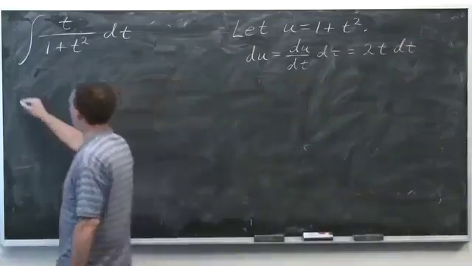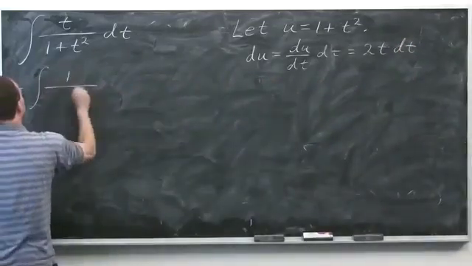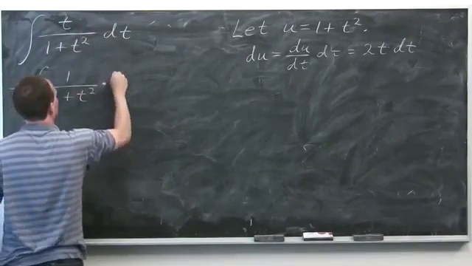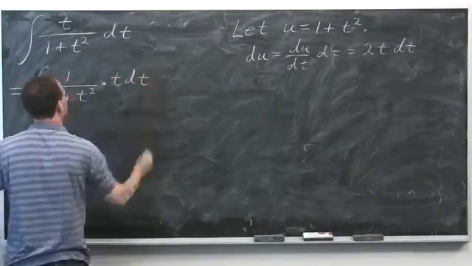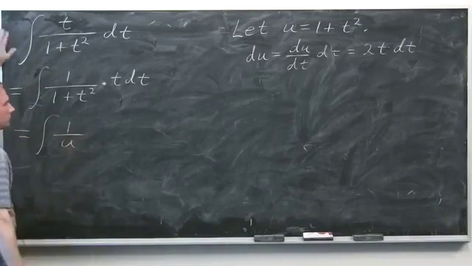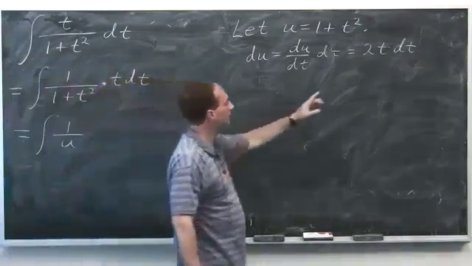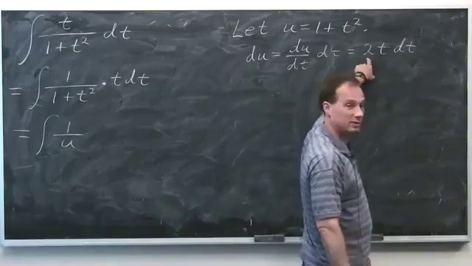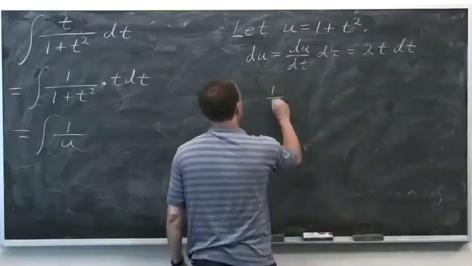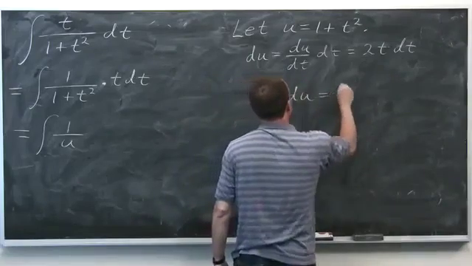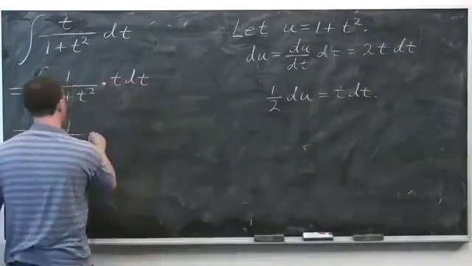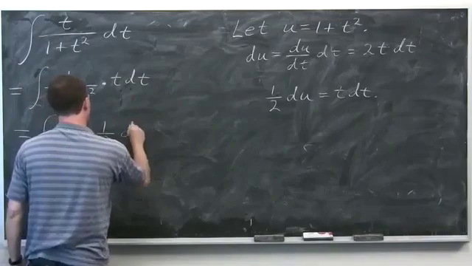Oh, well that's nice, because this integral is the integral of 1 over 1 plus t squared, and then you can write this t next to the dt. So this is the integral of 1 over u. We have a t dt here, but we don't have this 2. But if you divide both sides by 2, you get a half du equals t dt. And then where you had the t dt, you replace it with times 1/2 du.